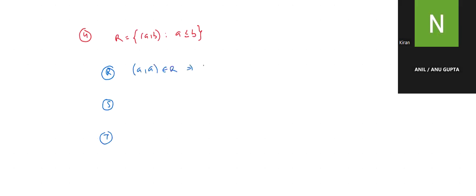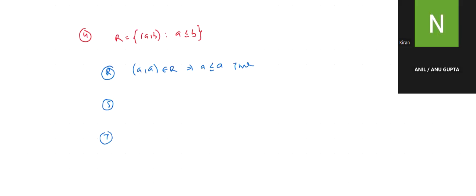Question 4, the last. The relation (a, b) such that a is less than or equal to b. Is it reflexive, symmetric, transitive? It will be reflexive because (a, a) belongs to R. Why? Because a is always less than or equal to a. It is true, because a is equal to a.